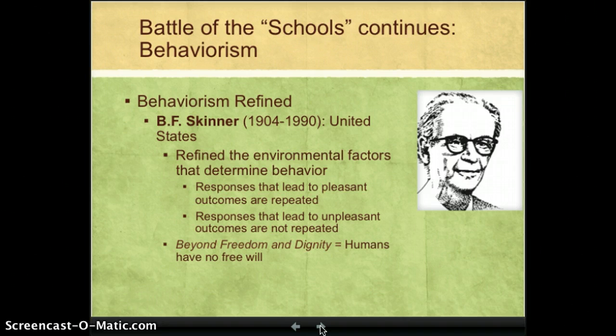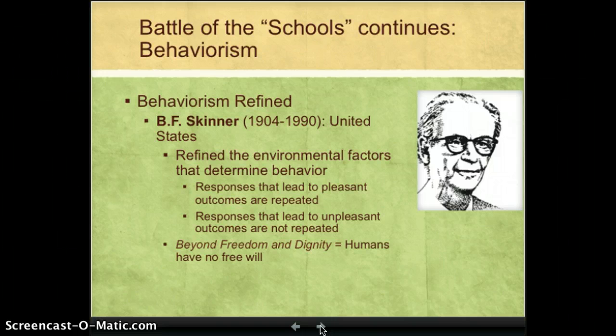So behaviorism had very clear ideas about the environment impacting our behavior. And Skinner famously wrote a book called Beyond Freedom and Dignity, where he basically said, we have no free will. We are essentially mindless robots that just react to environmental stimuli. Kind of like those robotic vacuum cleaners that when they hit the wall, they turn around and go the other direction.